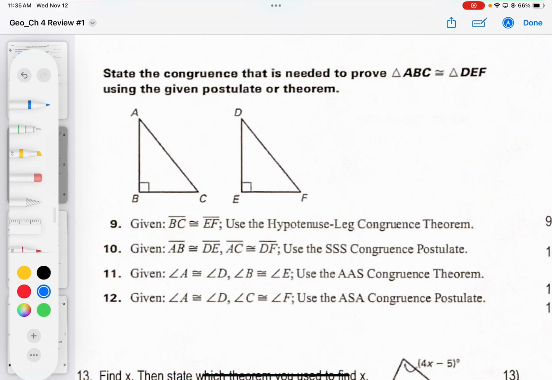Don't just tell me a side. Don't just tell me an angle. You need to tell me what side specifically or what angle specifically. So I'm going to mark up my picture and then erase it each time. If I know BC is congruent to EF, and I have that these are right angles, what additional piece of information would I need to prove these triangles congruent by HL?